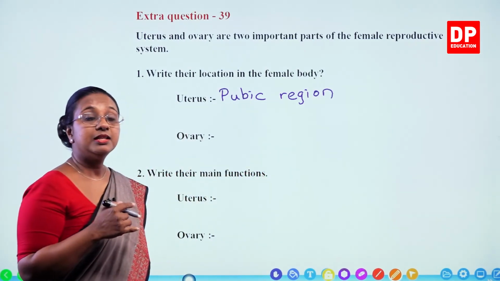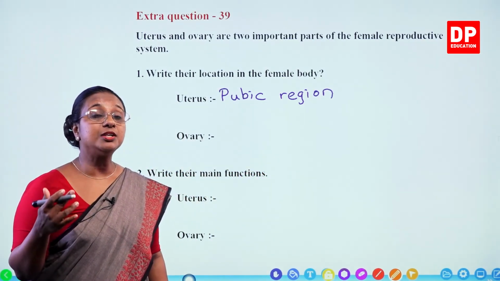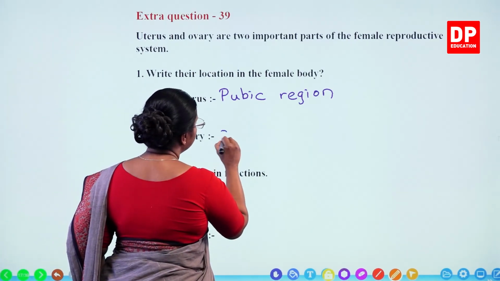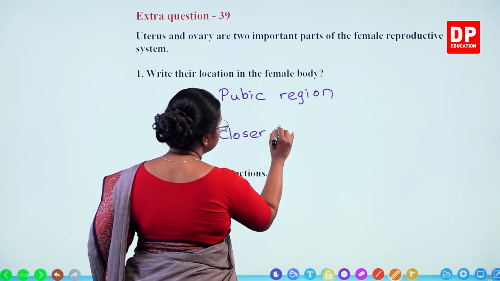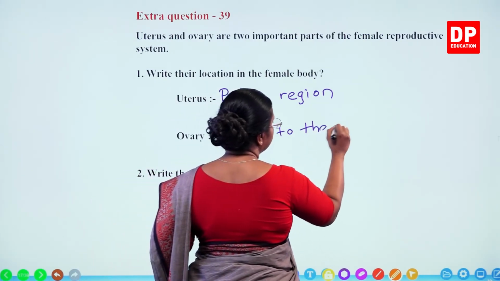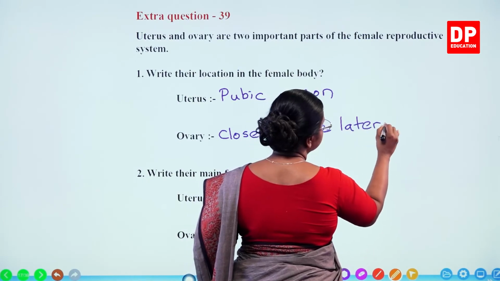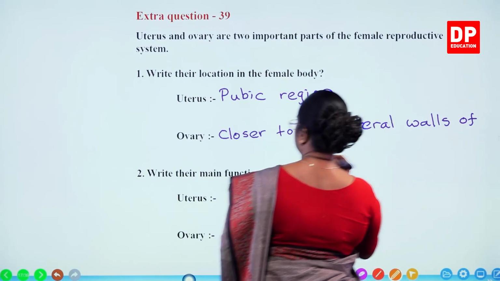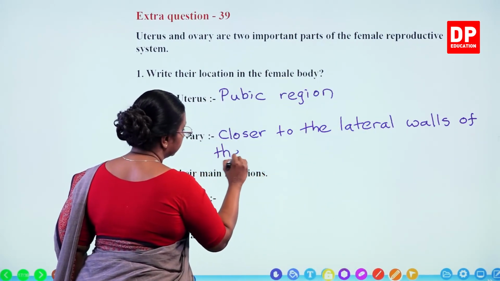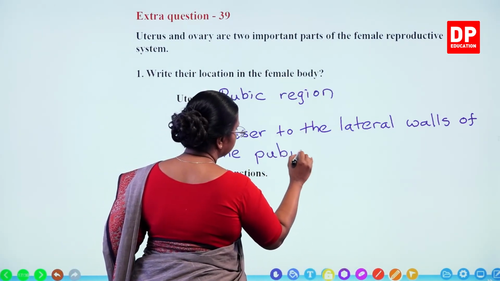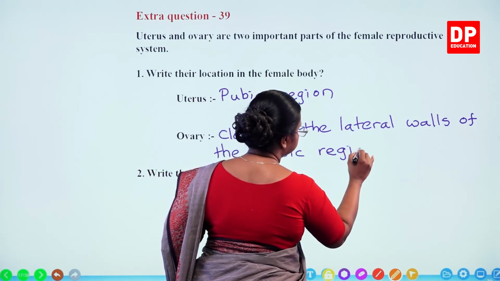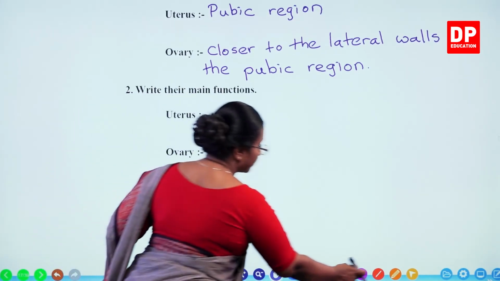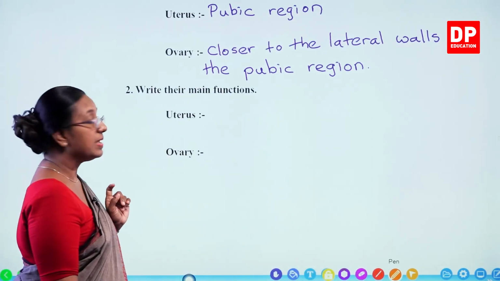Then ovary, that is also in the pubic region but closer to the lateral walls of the pubic region. Then, the next question, write their main functions.